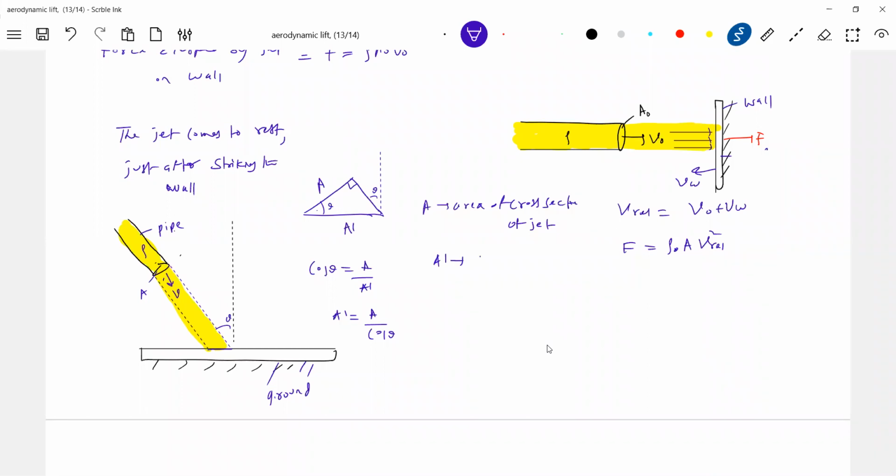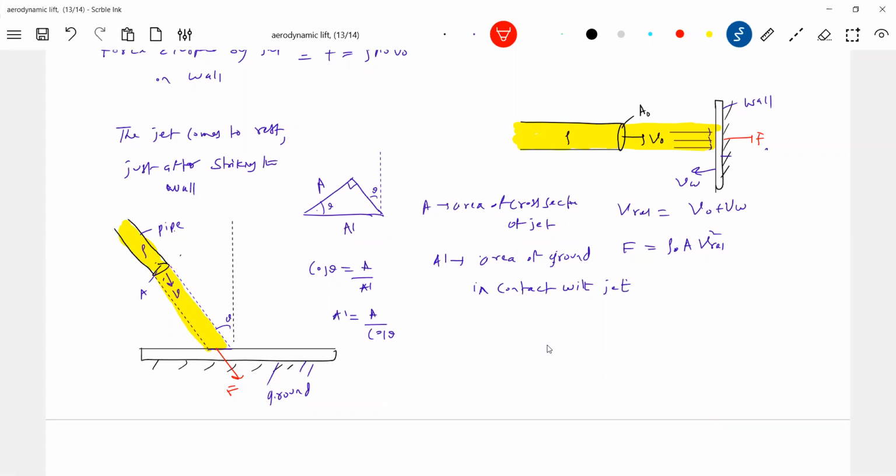What about A dash? A dash should be the area of ground in contact with the jet. How will that liquid exert a force? It will exert force normally, no? Or will it exert force in any direction? It should exert a force normally. So therefore the force exerted will be in this direction.